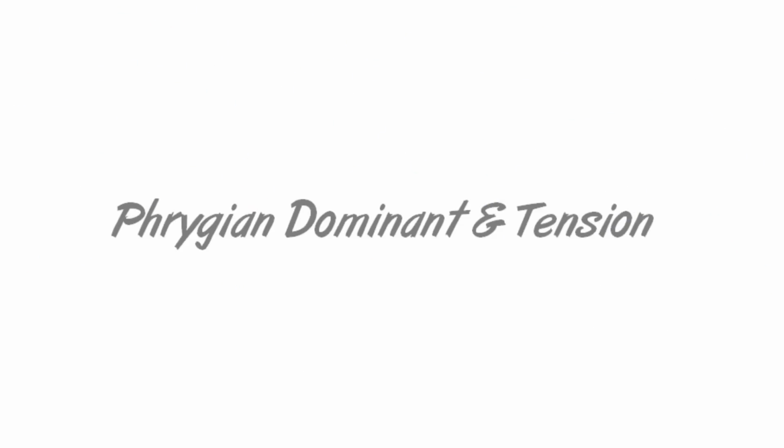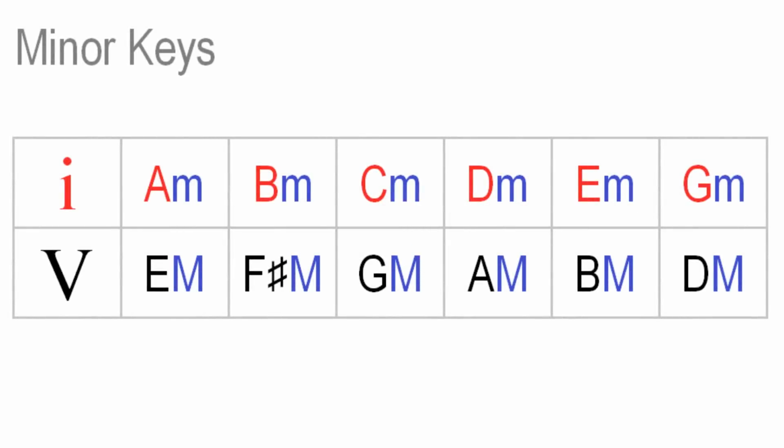Phrygian Dominant is typically used, or at least implied, whenever there is tension over a major or dominant 7th chord. This is because the scale itself carries a lot of tension. In minor keys, you'll typically hear movements between the minor tonic or 1 chord and the major 5 chord, also called the dominant, which is partly where Phrygian Dominant gets its name.